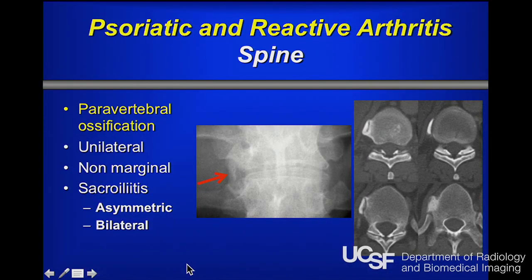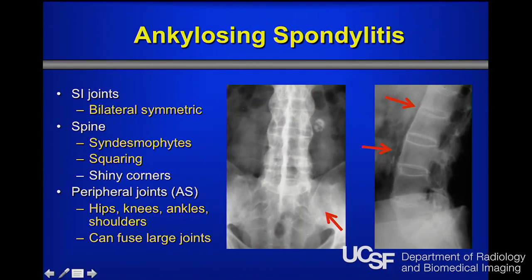You also have findings at the spine, which are fairly characteristic, and these are paravertebral ossifications. These are usually unilateral. They are non-marginal, and these patients may also have sacroiliitis, which typically is more asymmetric, but also frequently bilateral. And this is again showing these paravertebral ossifications or parasyndesmophytes, which are very distinctly different from the syndesmophytes you see with ankylosing spondylitis.